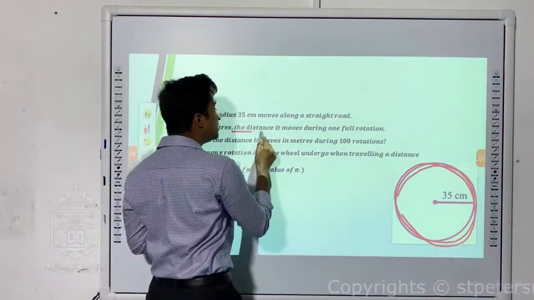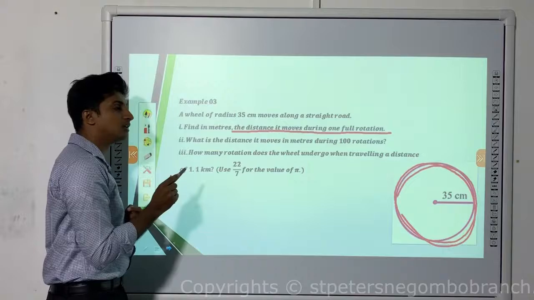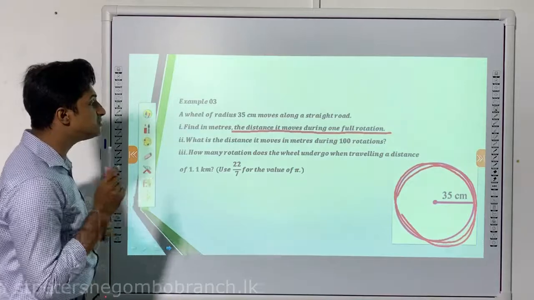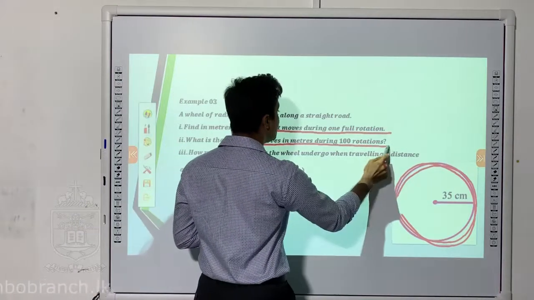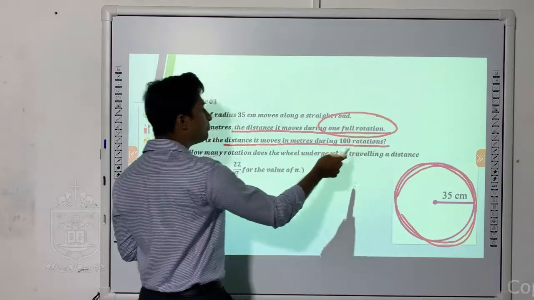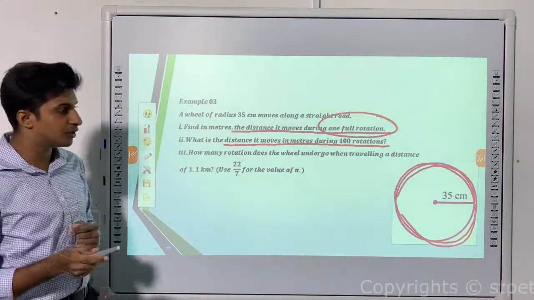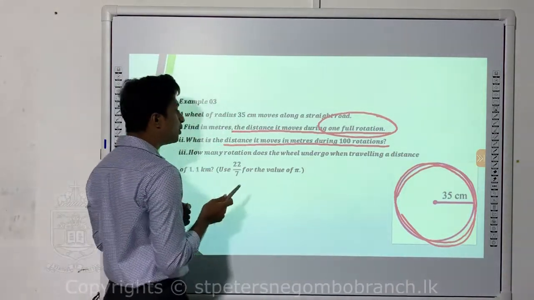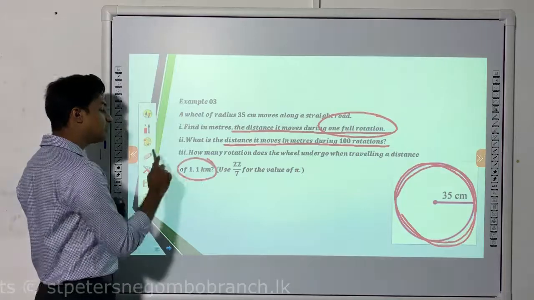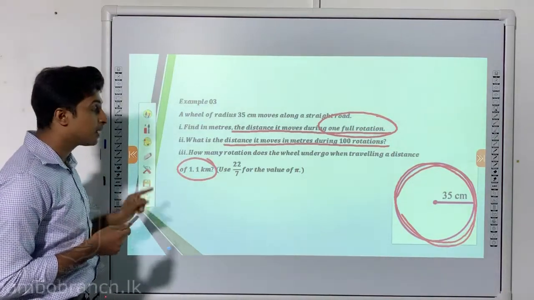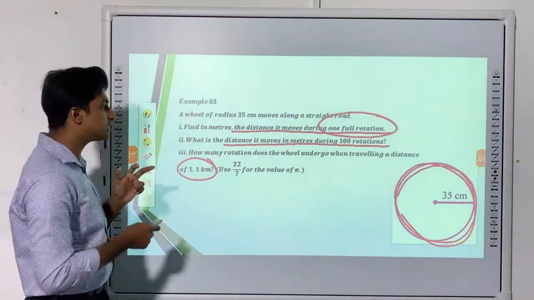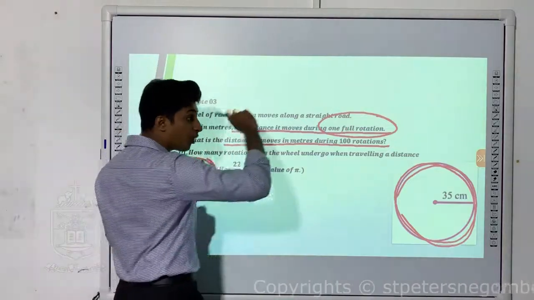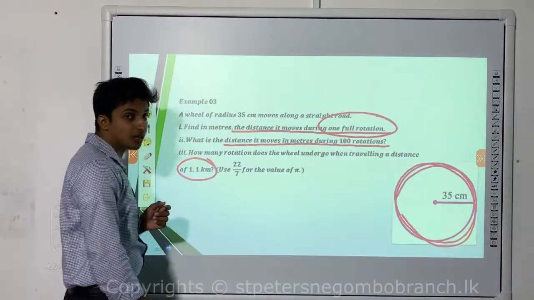So if you're asked to find the distance it moves during one full rotation, you have to find the circumference of the circle. Then, what is the distance it moves in meters during 100 rotations? If you know the value of one full rotation, you can multiply by 100 to get the value for 100 full rotations. Then they ask how many rotations the wheel undergoes when traveling a distance of 1.1 kilometers, which we will find in the answer. But the most important point I have to explain here is that if you are asked to find the rotation of a wheel, one rotation is one round. That means one complete circumference.